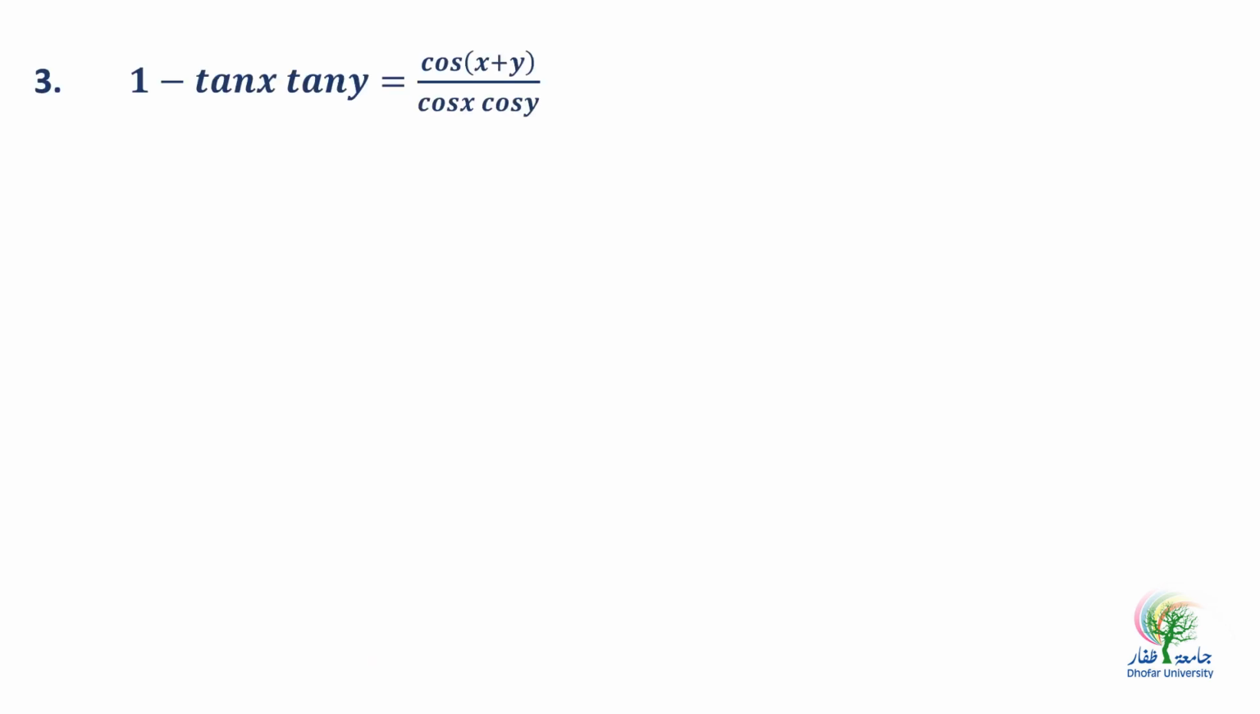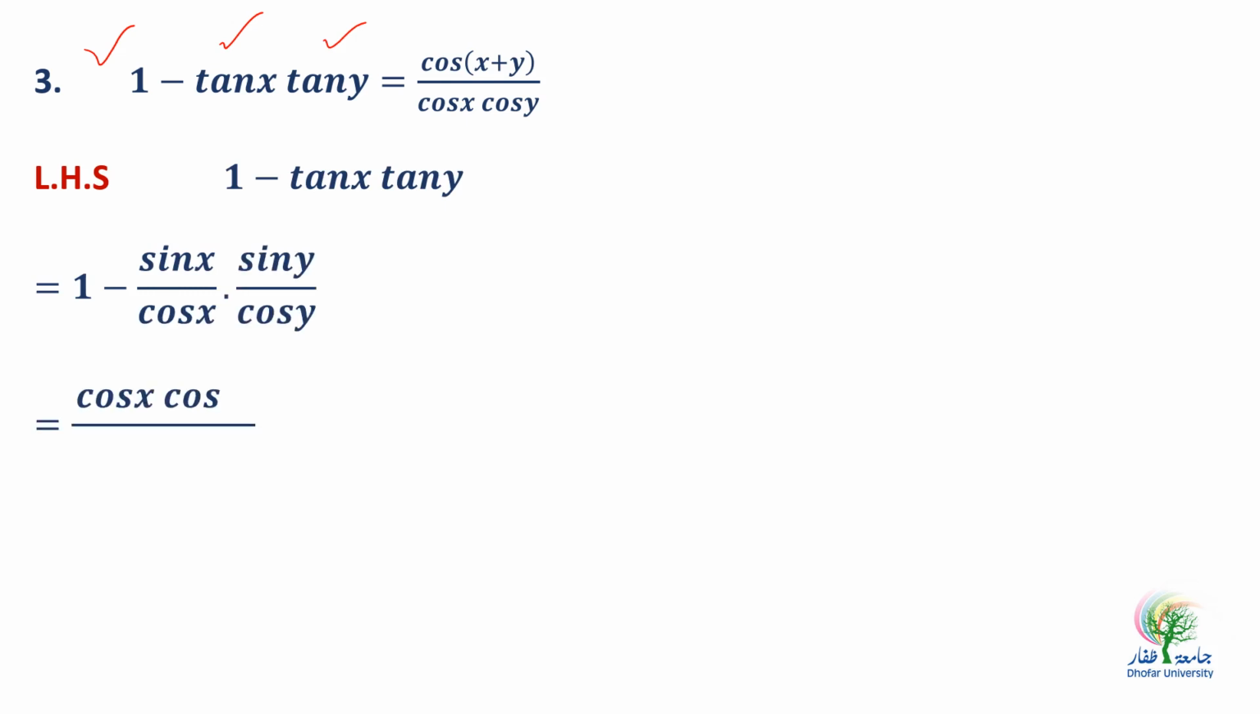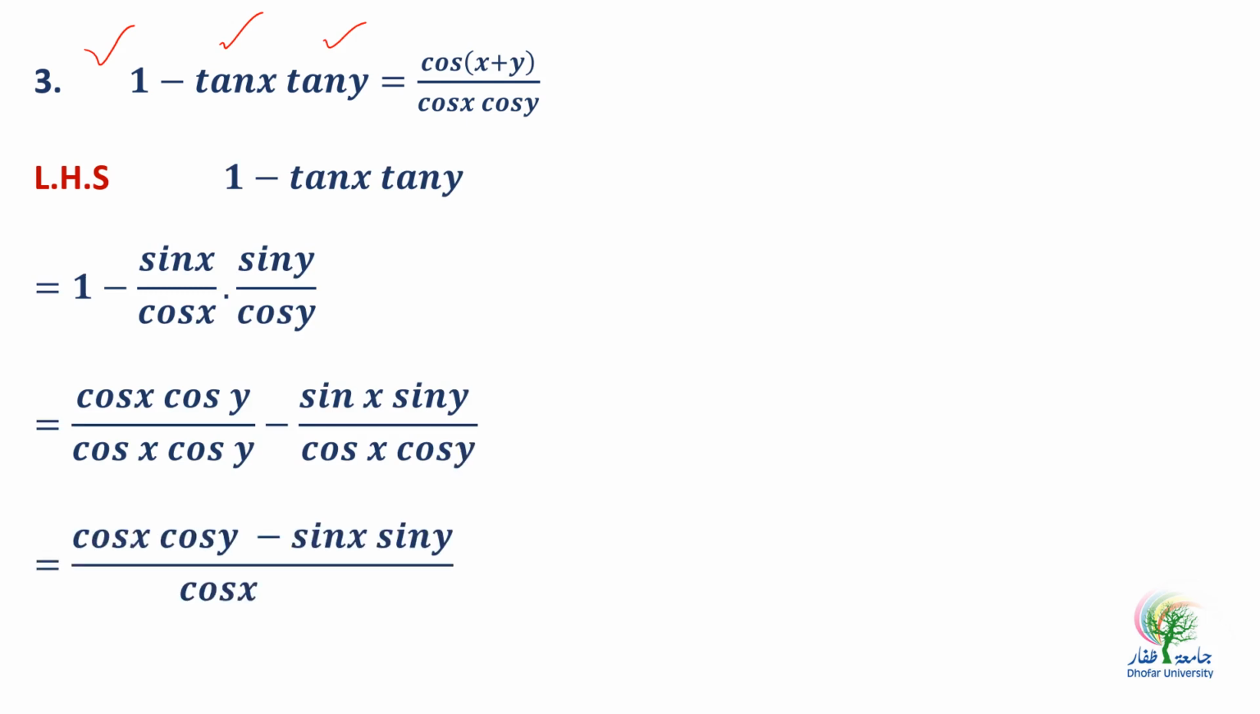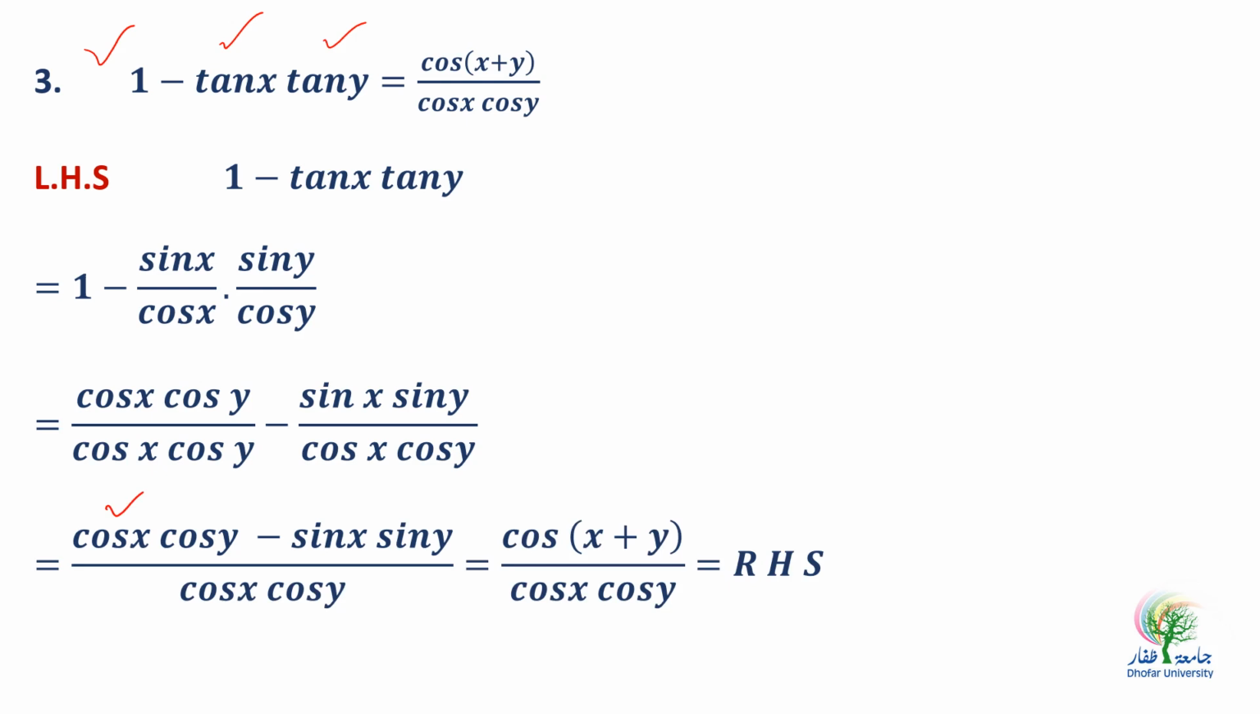Another question, 1 minus tangent x tangent y equals cosine(x plus y) divided by cosine x cosine y. First of all choose this left hand side, then change tangent x with sine by cosine and tangent y also with the same. Then we take the denominator the same, and we will get cosine x cosine y minus sine x sine y divided by cosine x cosine y. So this formula, you know, cosine x cosine y minus sine x sine y is cosine(x plus y), which is the right hand side.